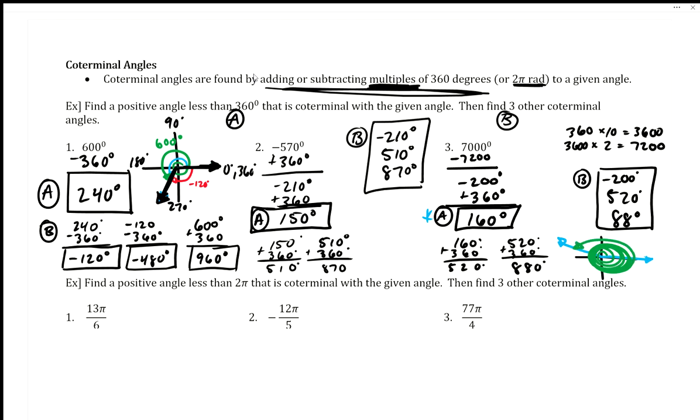That's why we might want to use coterminal angles. 7,000 isn't very useful, but 160 is easy to work with. Sorry, I just saw that my 880 needed marking. There they all are. There's all of our angles. So that's how you find coterminal angles. Just add or subtract 360 or multiples of 360.